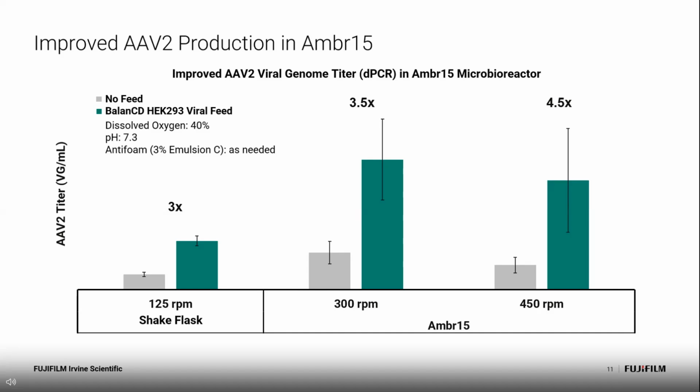Gray bar stands for AAV2 viral genome titer for no-feed cell cultures, and green bar stands for the titer for viral feed cultures. We also had a side-by-side control of cell cultures for AAV2 production in shake flasks. All cell cultures were performed in triplicates. At both propeller speeds, viral feed significantly boosted AAV2 titer by 3.5 to 4.5-fold over no-feed cultures, which is consistent with the effect in shake flasks.